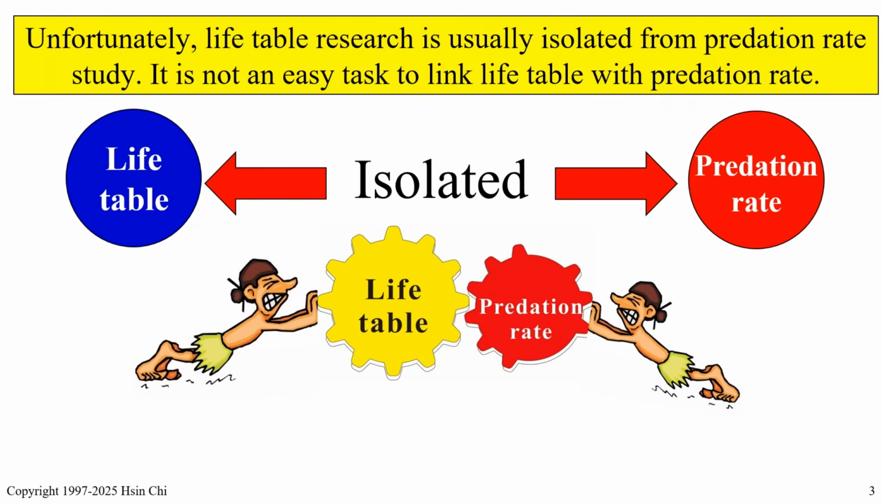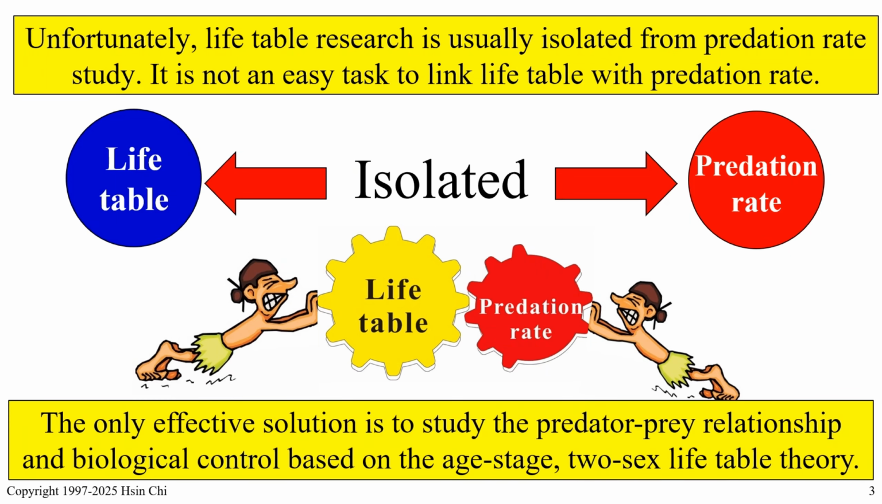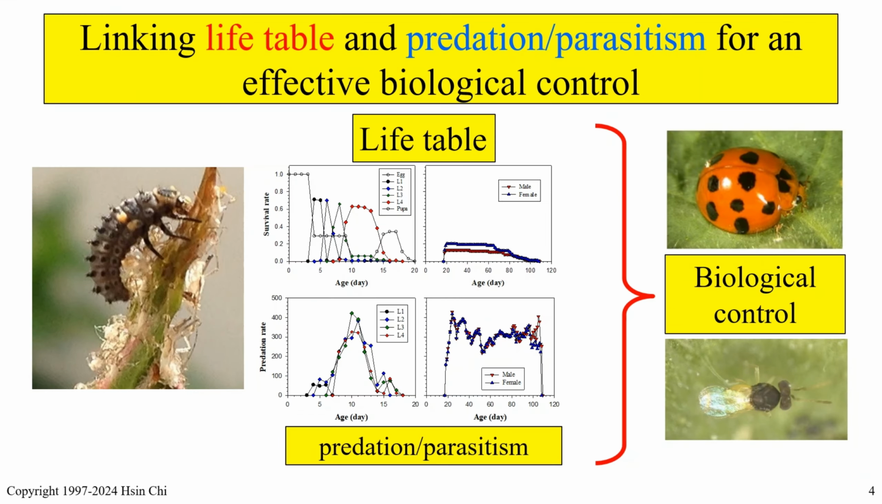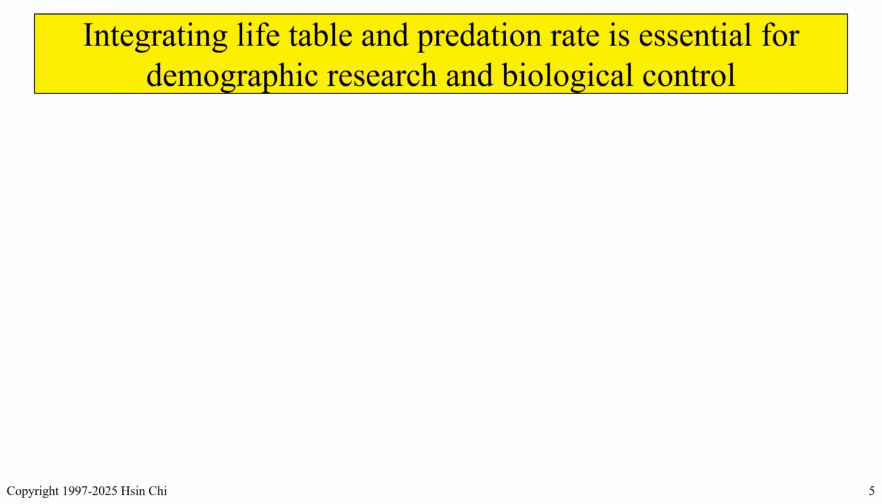Unfortunately, life table research is usually isolated from predation rate study. It is not an easy task to link life table with predation rate. The only effective solution is to study the predator-prey relationship and biological control based on the age-stage, two-sex life table theory. For an effective biological control, we have to link the life table with predation or parasitism. Integrating life table and predation rate is essential for demographic research and biological control.